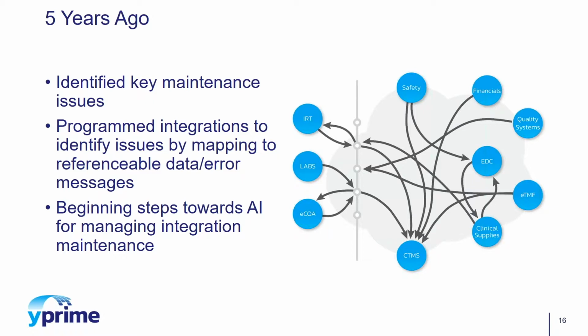So we started programming integration algorithms to help identify issues by mapping to referenceable errors that would happen. If an error was triggered, we would have a list of data in a table somewhere that the system itself could look at, and then it could carry out the next steps of how to either reprocess, or communicate with the sender or the recipient, and really streamline the maintenance side.